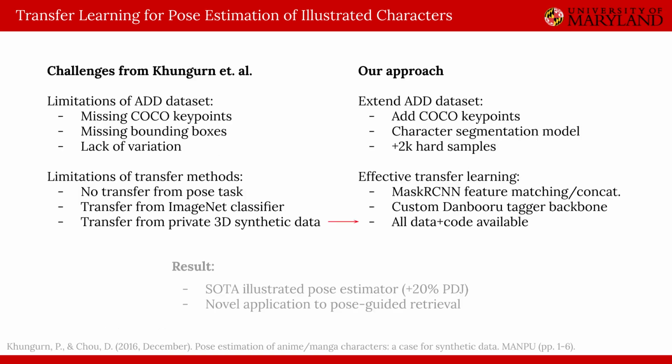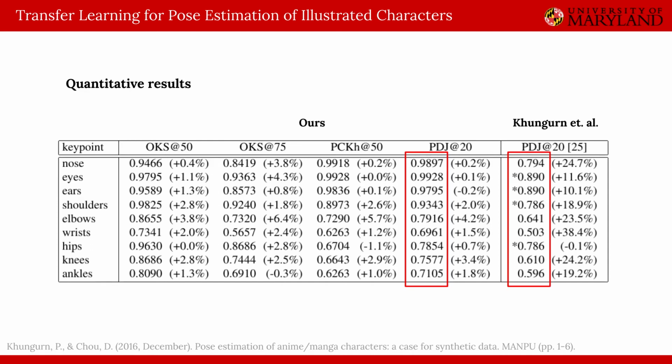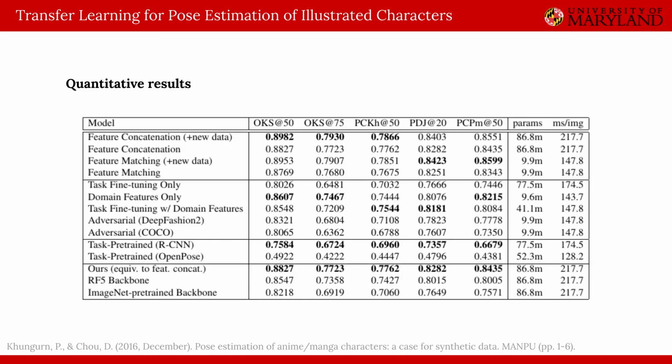Lastly, while Khungurn et al. were unfortunately unable to release their data and code, we make all our data and models publicly available for the research community. With our methods, we achieve state-of-the-art pose estimation of illustrated characters. Due to key point incompatibilities, we may only compare PDJ as reported in Khungurn et al., but as we see in this table, we are able to outperform their model by a significant margin of roughly 10 to 20%. We also provide comprehensive ablations of our model components. Please see our paper for more details.